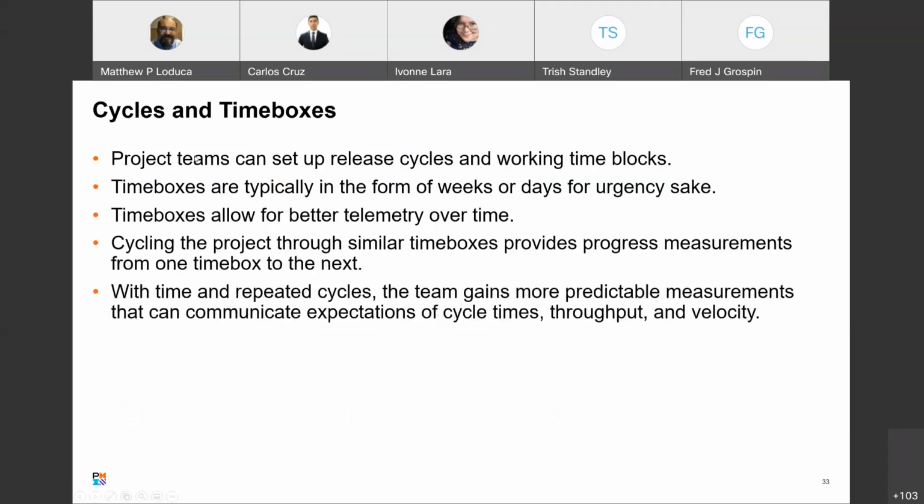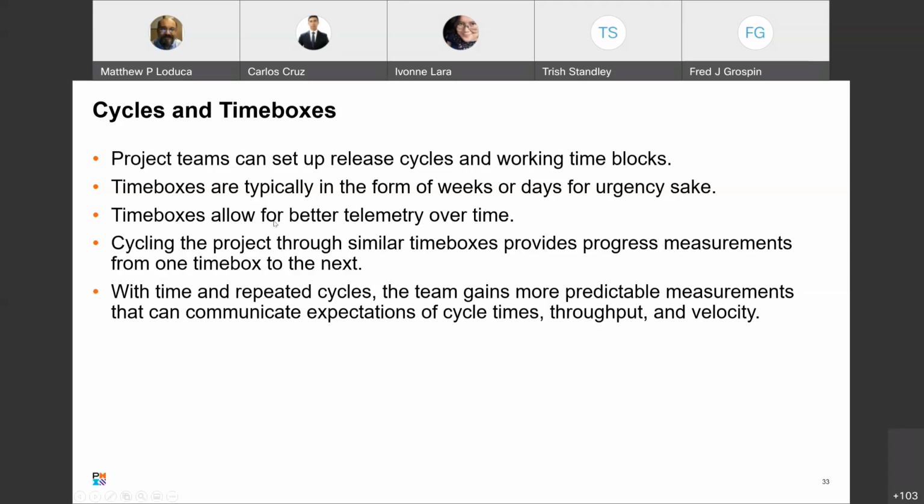Cycles and time boxes. Project teams can set up release cycles and work time blocks. Time boxes are typically in the form of weeks or days for urgency's sake. In Agile and in Scrum, generally our time box is an iteration, and it's about 2 weeks. Sometimes it's more, sometimes it's less, but generally 2 weeks is a normal time box. Things are time boxed when we do this. Time boxing allows for better telemetry over time. Cycling the project through similar time boxes provides progress measurements from one time box to the next.